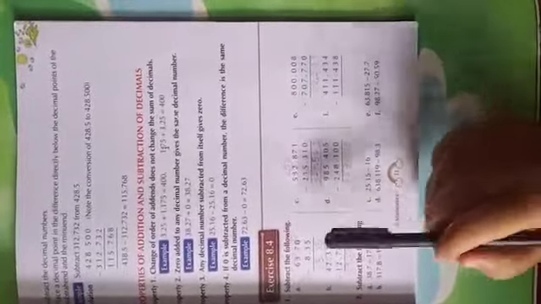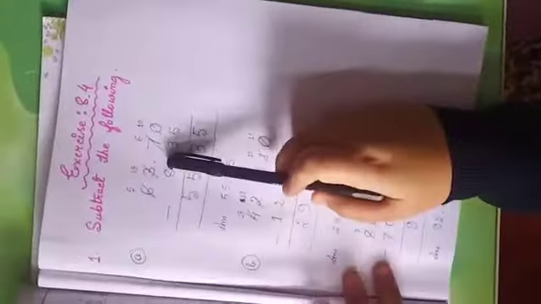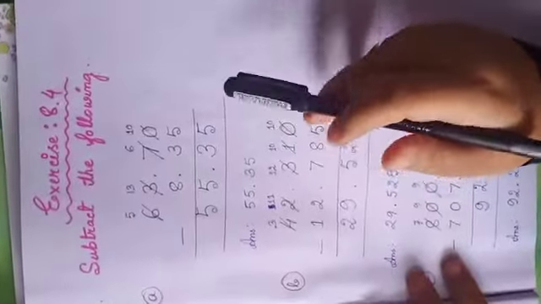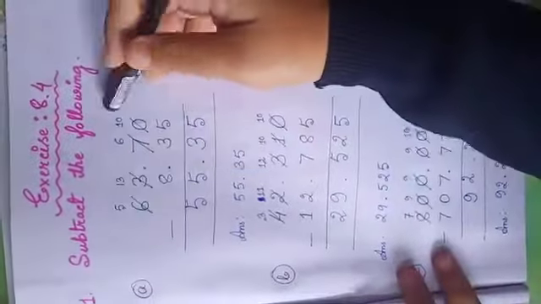Okay children, so open your books page number 11. Question number 1, subtract the following. So what is given? Number A, 63.70 minus 8.35. Here you have to do the subtraction. Here the decimal numbers are already arranged.